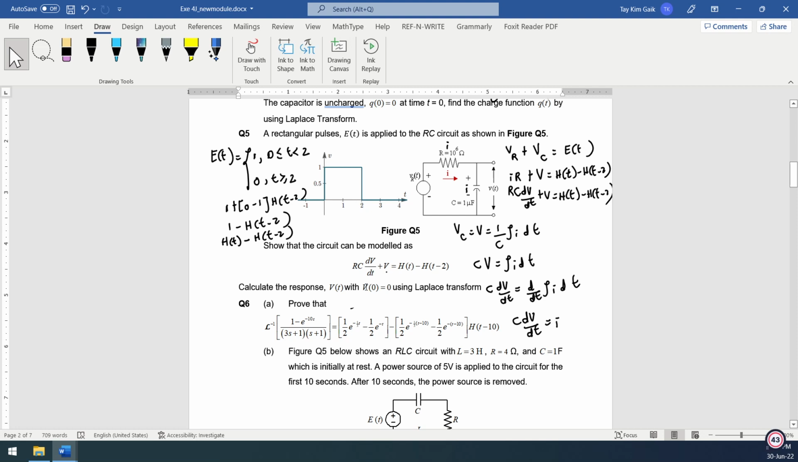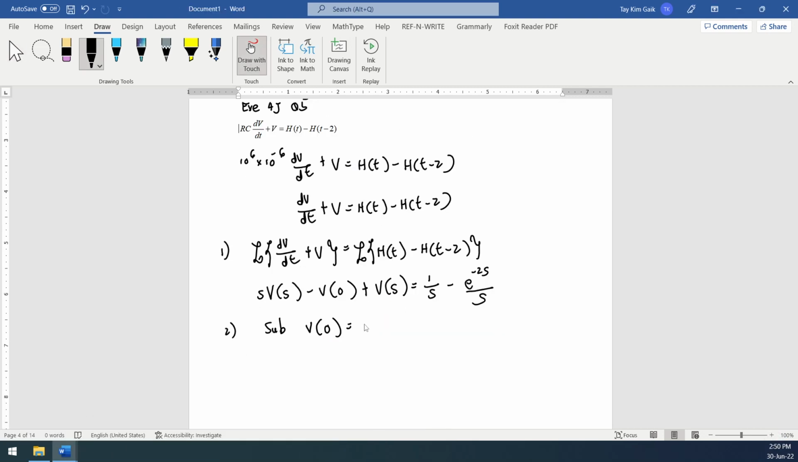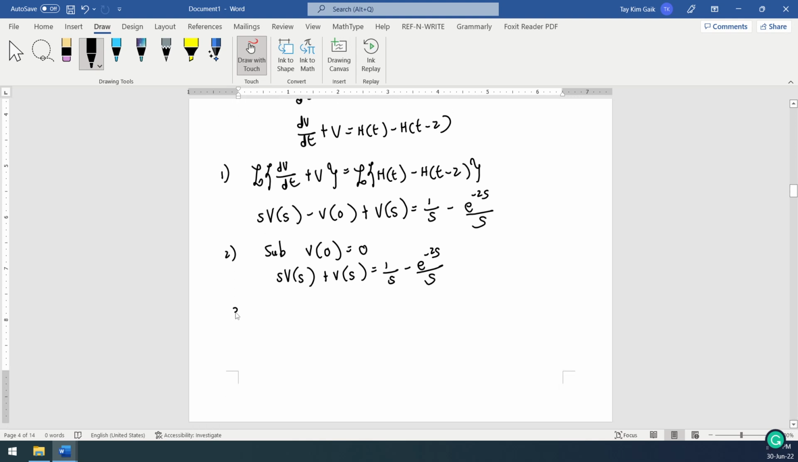Calculate the response v(t) with v0 equal to 0 using Laplace transform. Given v0 equal to 0, we have sV(s), because v0 equal to 0, plus V(s) equal to 1 over s minus exponent negative 2s over s. Okay, the third step, solve for V(s).